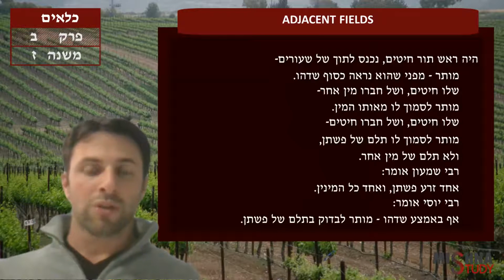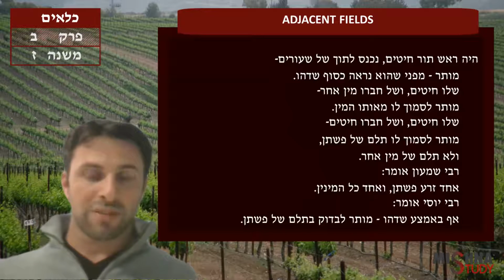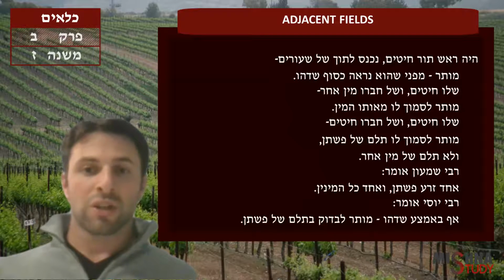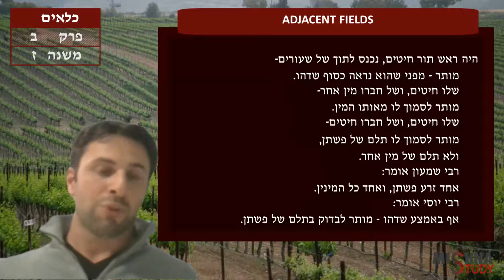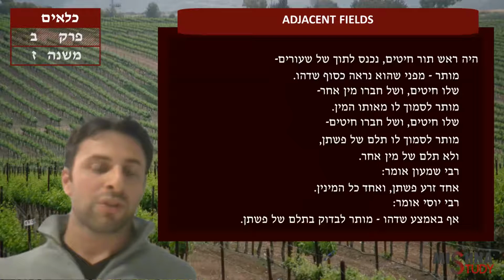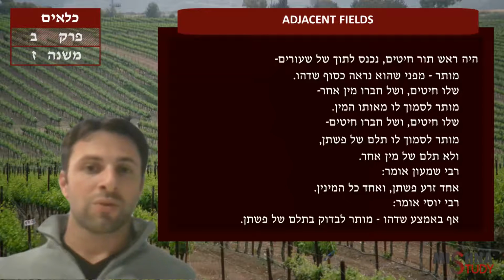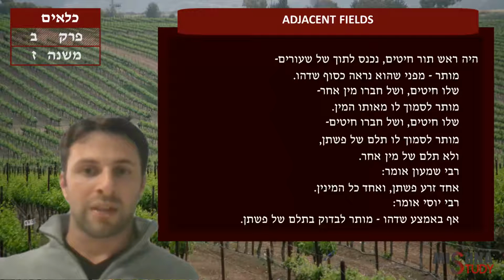Mutar lismoch lemo'ato amin. You're allowed to plant from the same species next to it, right? Why? Because it doesn't look like two separate fields, right? So it doesn't look like kilayim. Of course, it doesn't look like kilayim. The Chachamim allow you to plant in that manner.